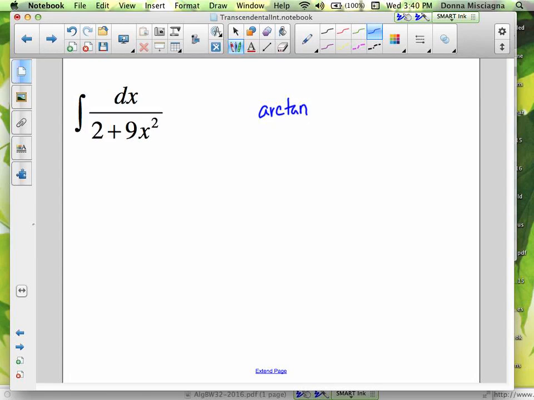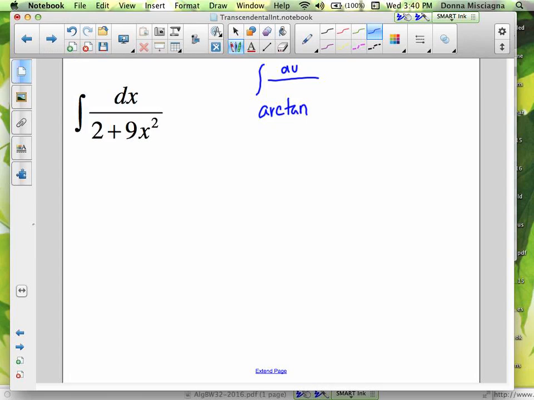So anytime we have a du, now this one might involve a substitution on it. If the 2 is a 1 instead, could it be both tangent and cotangent? No, because of the sign. The sign's the problem. Okay.